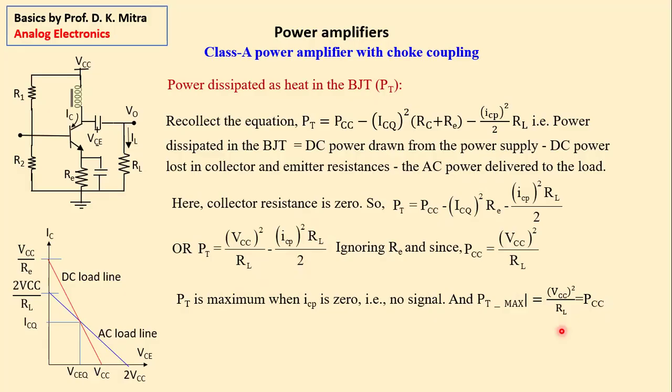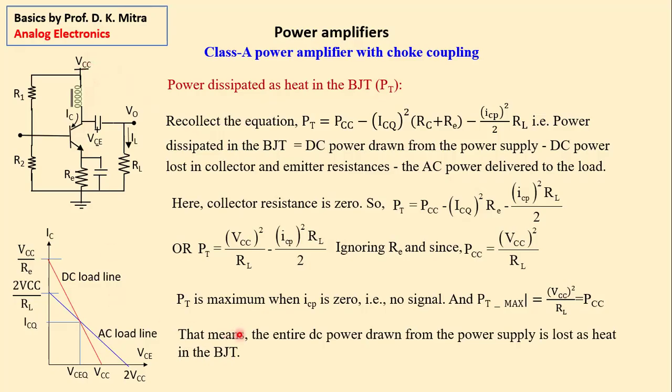noticeable situation. That means if you have a choke coupled amplifier and you have switched it on and there is no audio signal, that means you have not yet connected the mic or record player or anything, then the entire power drawn from the battery goes in heating the transistor. So the transistor will become very, very hot. So for a choke coupled amplifier, this is a serious concern. And I said earlier, for any power amplifier, it's not advisable to switch on the power unless there is a signal. But for a choke coupled amplifier, it is all the more necessary. That means the entire DC power drawn from the power supply is lost as heat in the BJT.